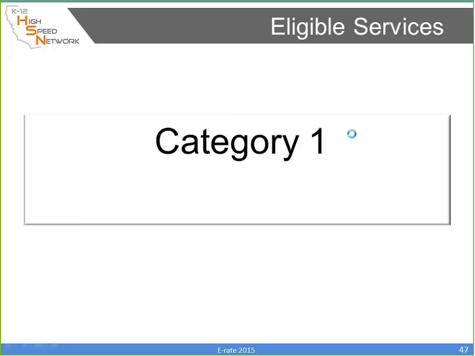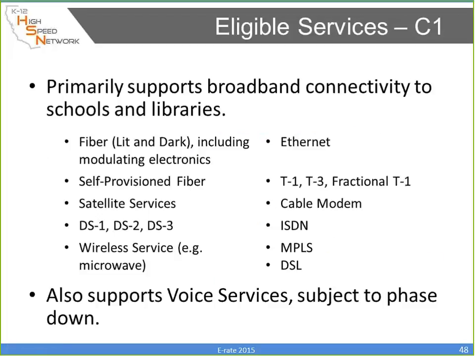So let's dive into Category 1 a little bit. It primarily supports the connectivity to the school or library. Fiber, dark or lit, including the modulating electronics. That's a new thing: modulating electronics in Category 1, yes, when it's connected to dark fiber. Lit fiber, usually it's included in the package. Your service provider includes it in your service offering, and that's one of the things that was equalized on this round of the eligible services list.